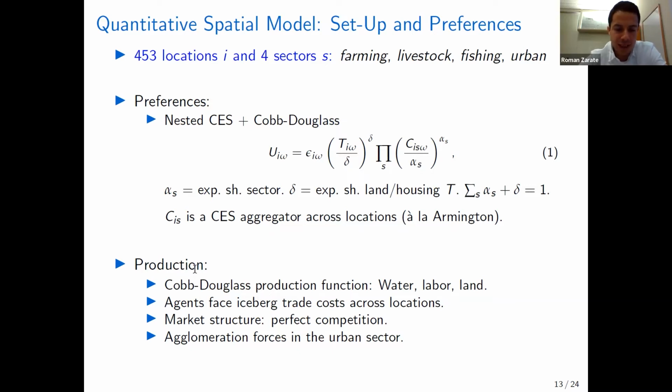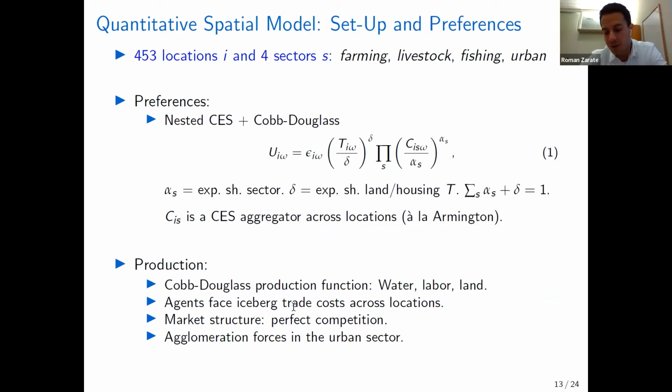For the production side, we're going to assume that there is going to be a Cobb-Douglas production function. There is going to be a representative firm in each location, and firms are going to use 3 different inputs: water, labor, and land. And agents are going to face the typical iceberg trade costs that you have in trade models, that we're going to calibrate using travel times.